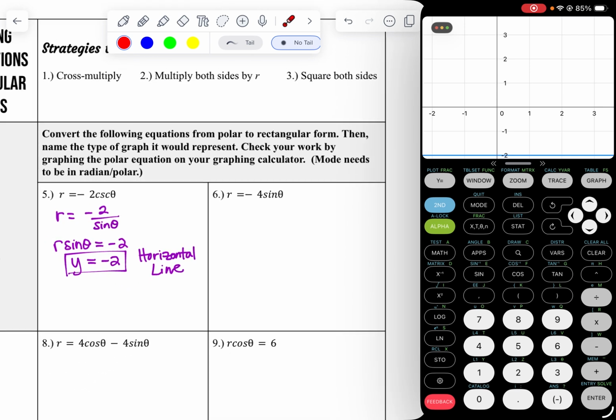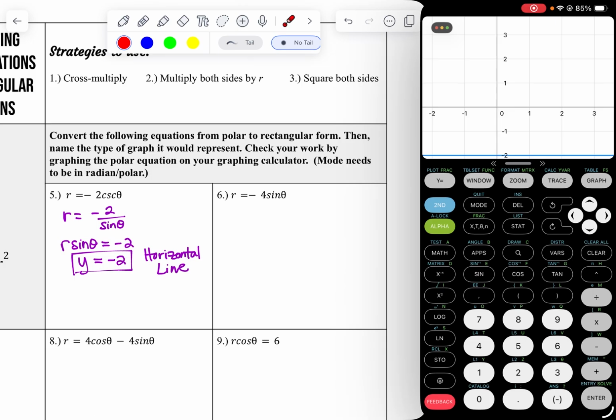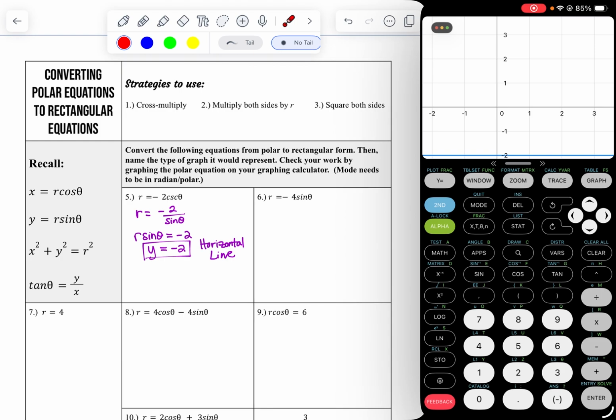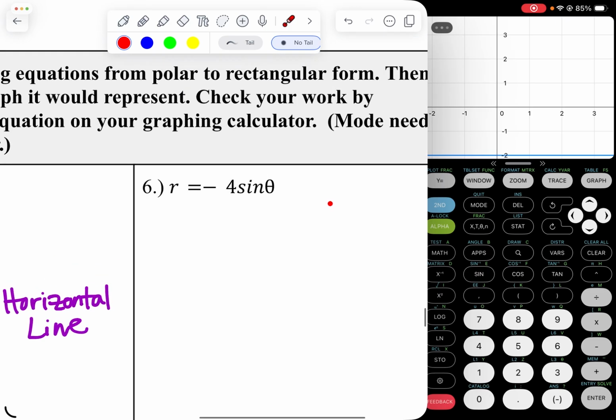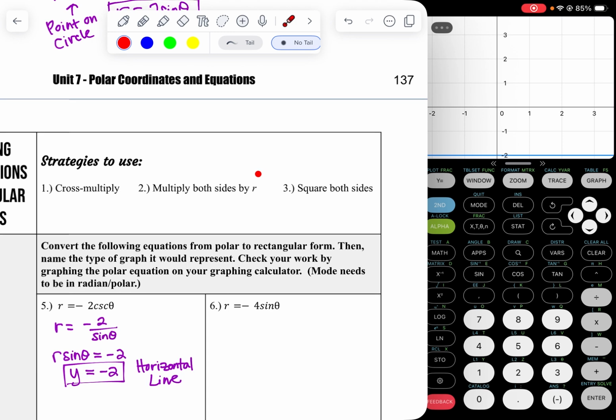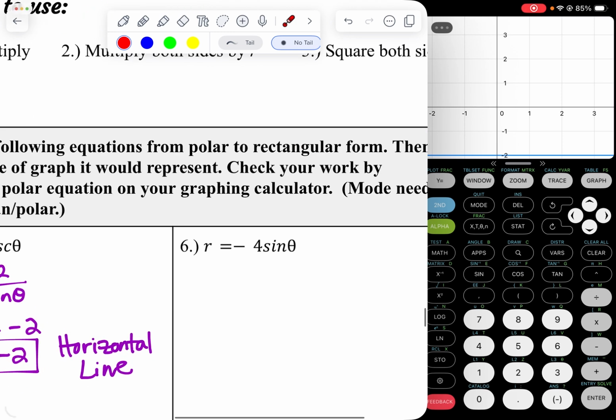All right, so number 6, r equals negative 4 times the sine of theta. So we don't want to divide by sine of theta now because that's not going to help us to get this. So now we've got to kind of aim for this one. So let's multiply both sides by r, because if we multiply both sides by r, now this side then I could replace with this. So let's try strategy number 2. Let's multiply both sides by r.